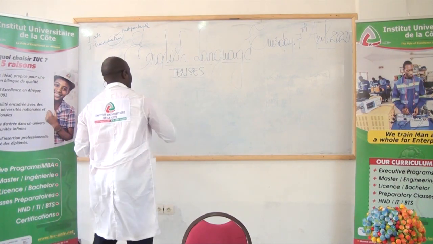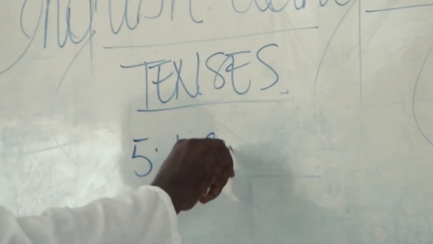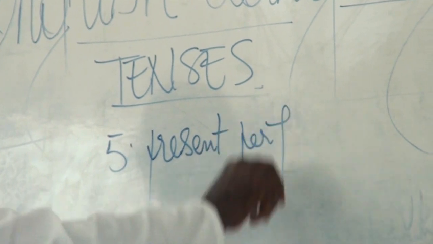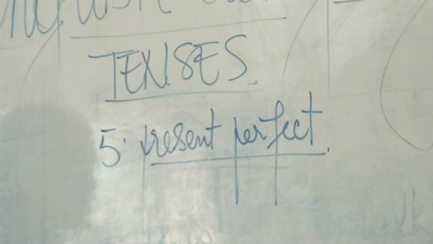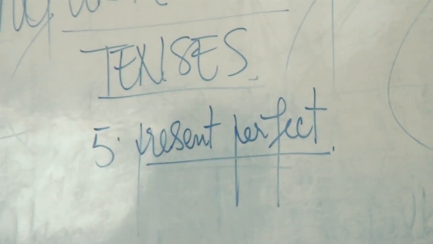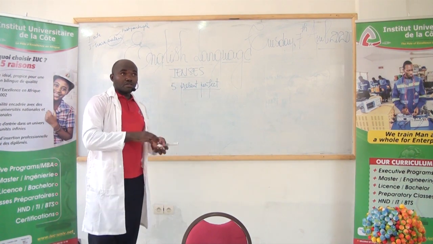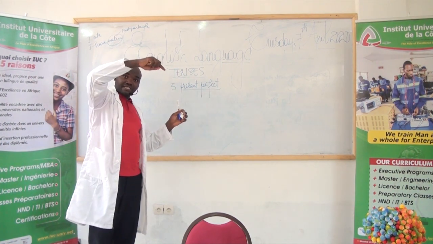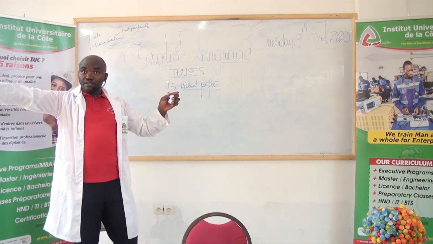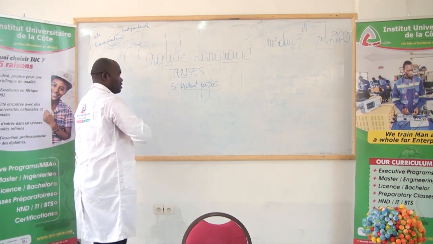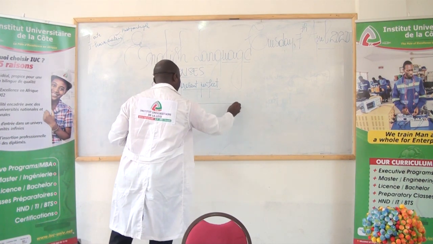Okay, the next tense is present perfect. Present perfect. When do we use the present perfect tense? We use the present perfect tense to talk about an action that started in the past and continues in the present. I will try to draw this line to illustrate it very well.